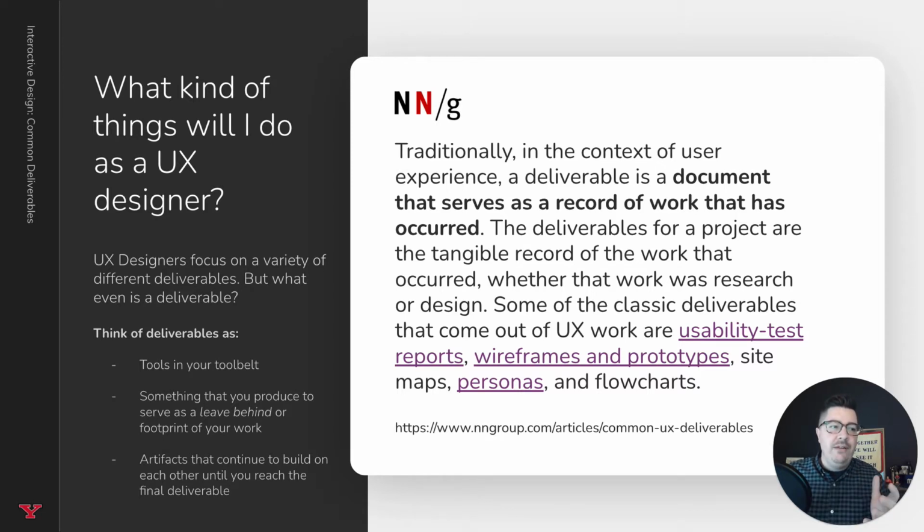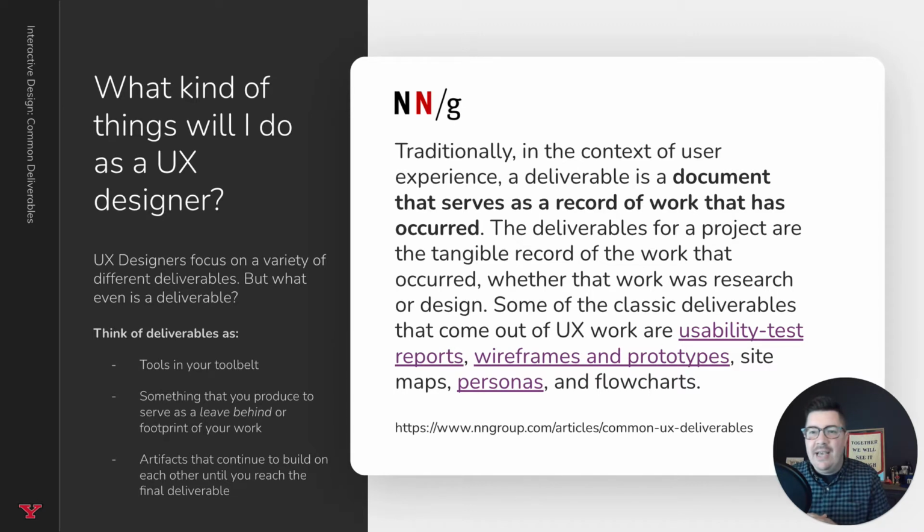There are so many different things that a UX designer does. Nielsen Norman, which is a great resource and really an industry leader in UI UX design, said that traditionally, in the context of user experience, a deliverable is a document that serves as a record of work that has occurred. And so, off the bat, you might ask yourself, well, what even is a deliverable? And that's a great question. A deliverable is a document that serves as a record of work that has occurred. The deliverables for a project are the tangible record, and those deliverables build upon each other to create what oftentimes we ultimately see as a prototype.